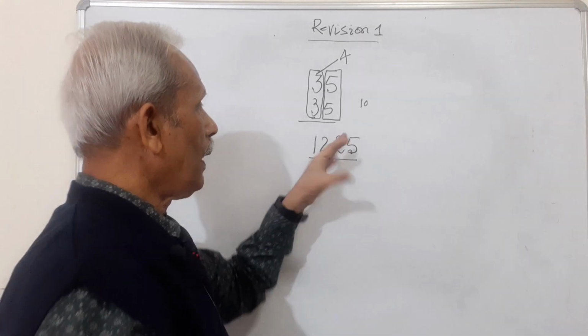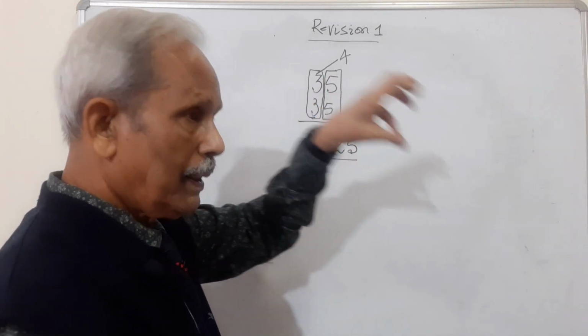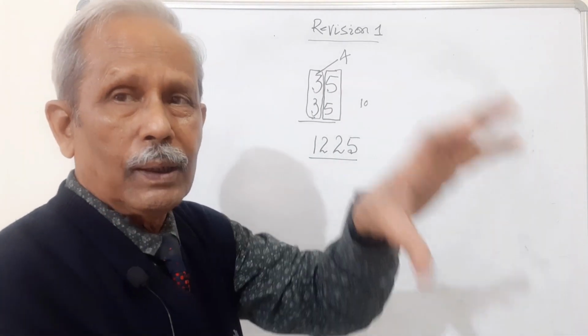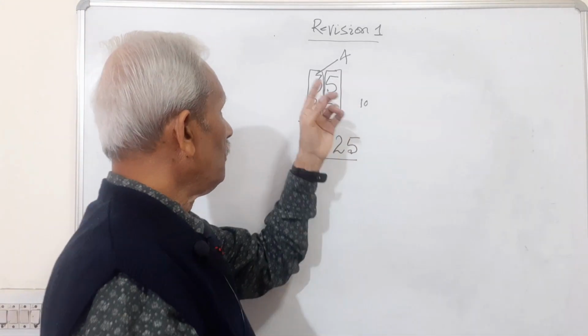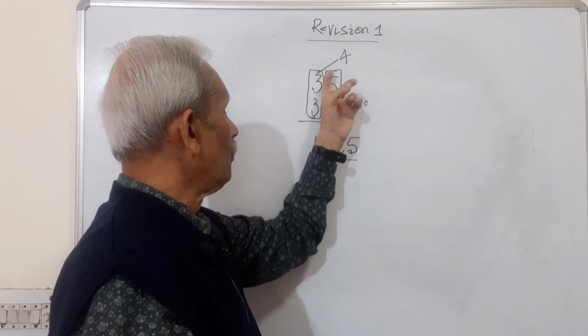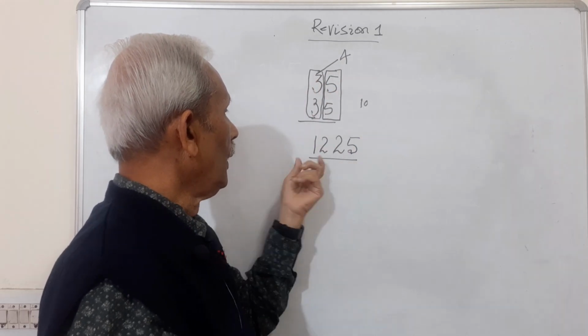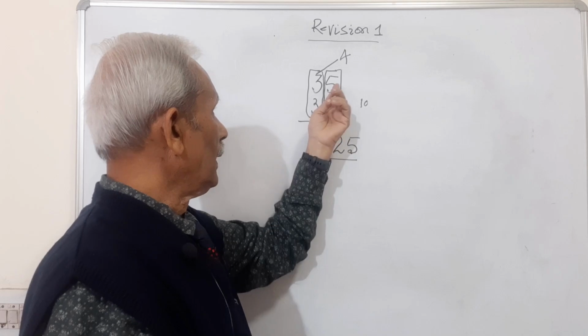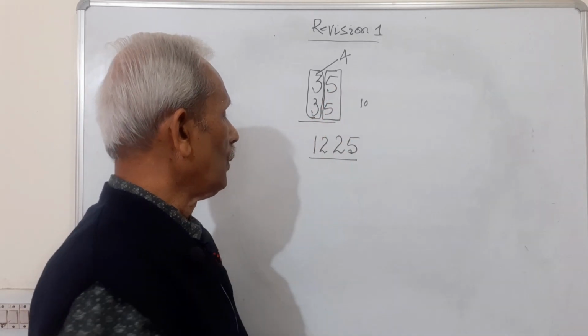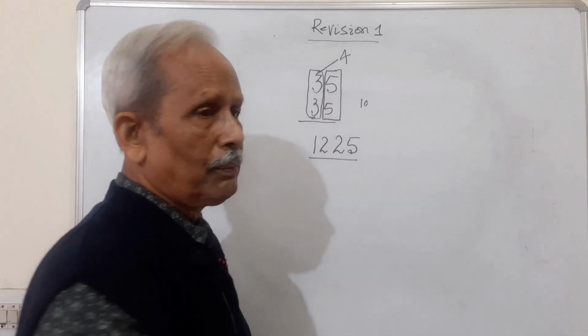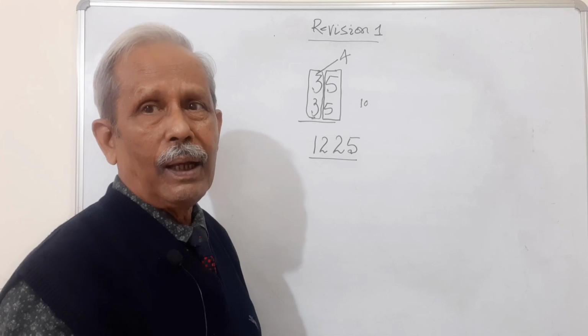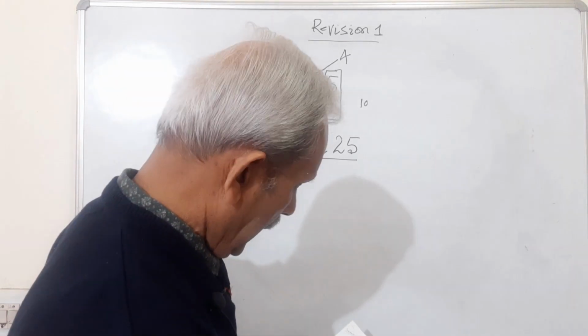Here you see we have applied the sutra Ekadhikena Purvena, one more than the one before, by just multiplying one number more than this number, 3 into 4, to get the first part of the answer, and then the second part of the answer is 5 into 5, 25. The total answer is 12, 25. That's how this sutra is applicable here, right?